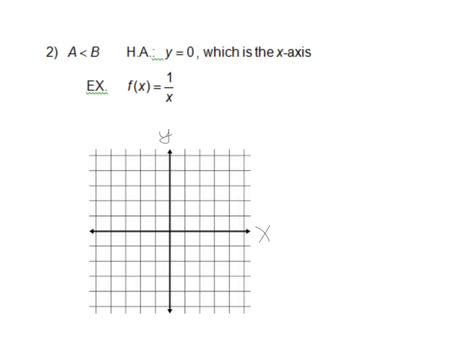So looking at f of x equals 1 over x, the degree of the top, there are no variables at all on the top, therefore A is 0. The degree is 0. On the bottom, the biggest exponent is 1. A is less than B, therefore the horizontal asymptote is y equals 0. And that is just the x-axis.